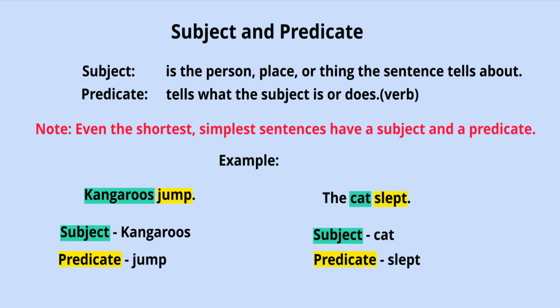As we said, the sentence needs to have a noun or a pronoun and a verb. Let's see an example. Kangaroos jump. This is the shortest sentence because you just have a noun and a verb, right? So the subject here is kangaroos and the predicate here is jump, which is the verb in the sentence. In the second example, the cat slept. So subject will be the cat is the noun, and predicate will be slept. Slept is the verb in this sentence.